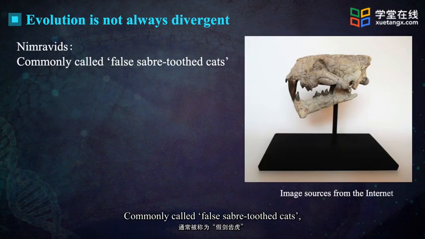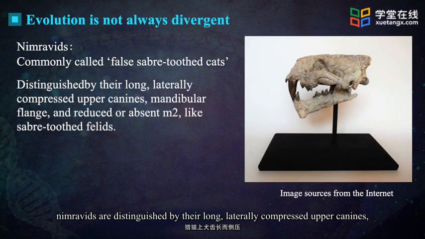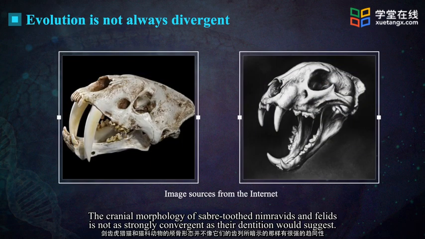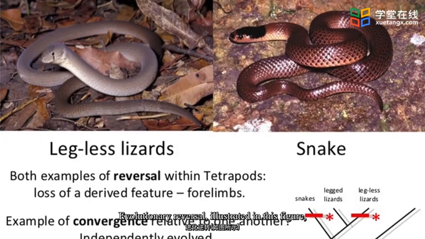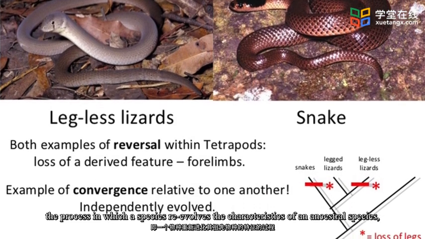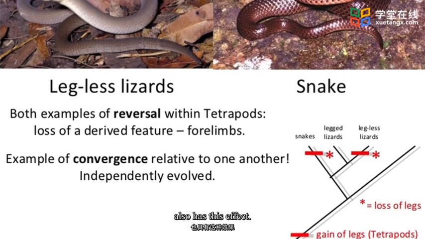Commonly called false saber-toothed cats, nimravids are distinguished by their long, laterally compressed upper canines, mandibular flange, and reduced or absent M2, like saber-toothed felids. The cranial morphology of saber-toothed nimravids and felids is not as strongly convergent as their dentition would suggest. Evolutionary reversal, illustrated in this figure, the process in which a species re-evolves the characteristics of an ancestral species, also has this effect.